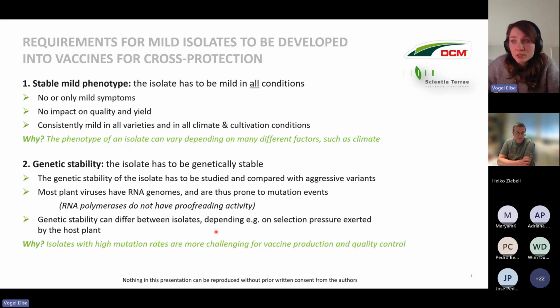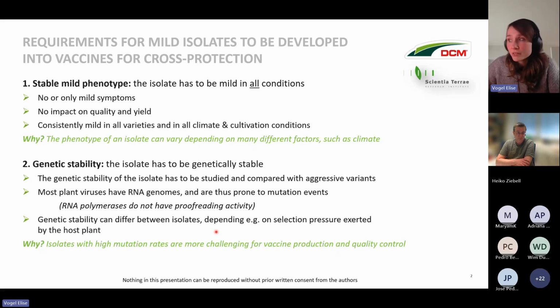A second very important one is, of course, then also the genetic stability. So your isolate also has to be genetically stable. So most plant viruses have RNA genomes that are replicated by RNA polymerases that check the sequence, but they don't do a very good job. So they don't have proofreading activity. So that means that when your virus is replicating, a mistake can be made in the transcription of the genome. So that means that mutations do happen when viruses are replicating. So that's something to definitely check.